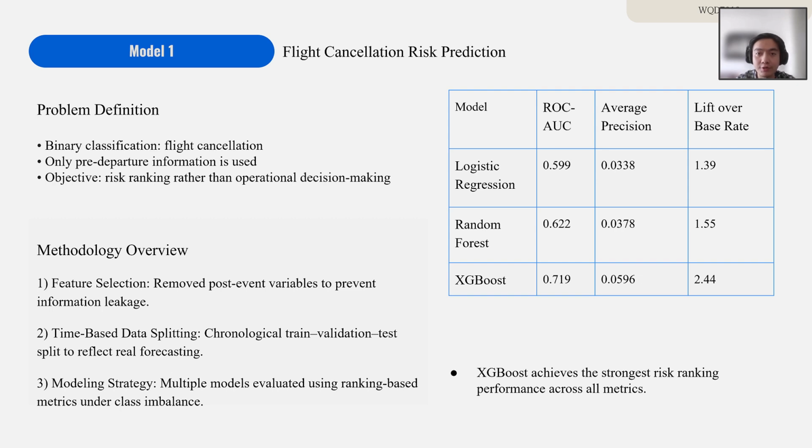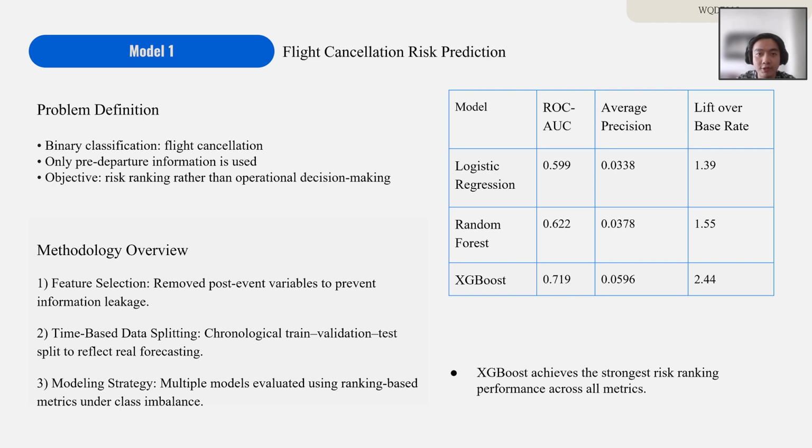In terms of methodology, there are three main steps. First is feature selection. We removed all post-event variables such as actual delays and arrival outcomes to avoid information leakage and ensure the model only learns from pre-departure signals. Second is data splitting. Instead of using random splitting, we applied a time-based split, which better simulates how the model would be used for future flights.